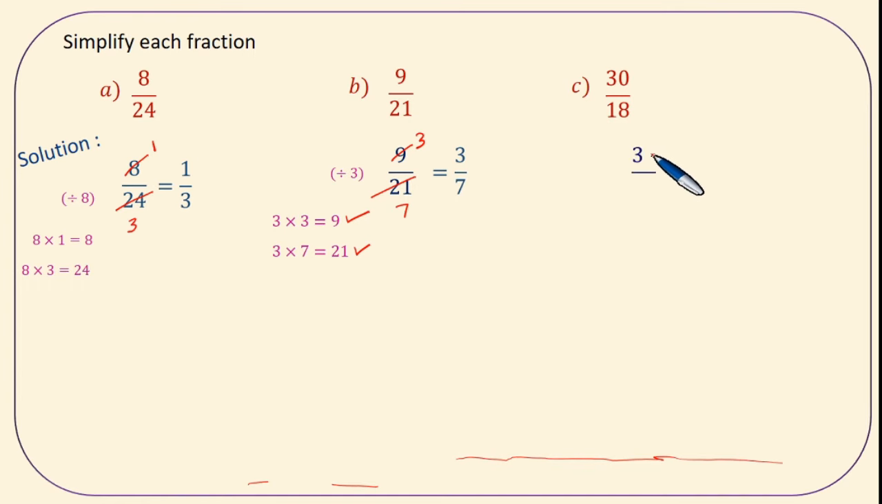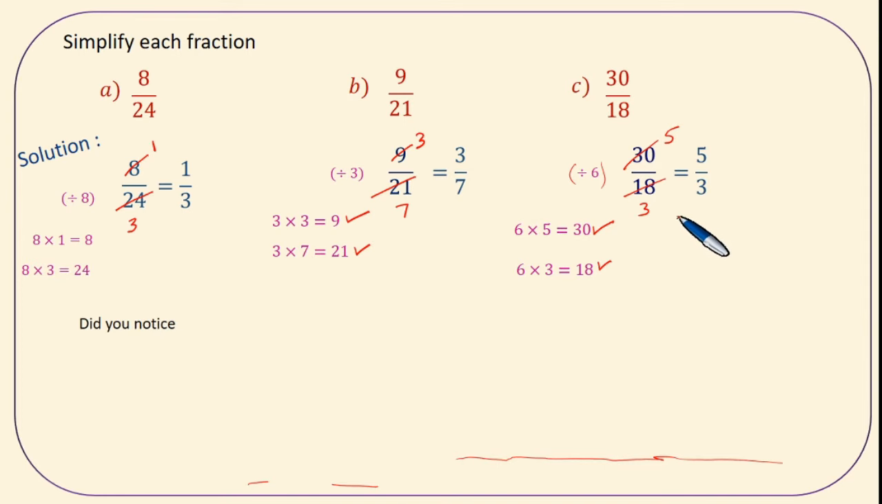I hope you did. Now let me write the question again and check your answer. 30 over 18. The common number by which we can divide both the numerator and denominator here is 6. So what is the table of 6 here? 6 times 5 is 30 and 6 times 3 is 18. We can divide both by 6, so this is equal to 5 over 3.